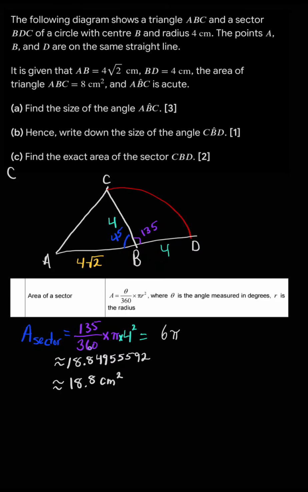So 135 divided by 360 times pi times 4 squared gives us 6 pi, or if you plug it in the calculator, you get 18.849. Rounding to three significant figures, I get 18.8 centimeters squared, since we're finding the area.